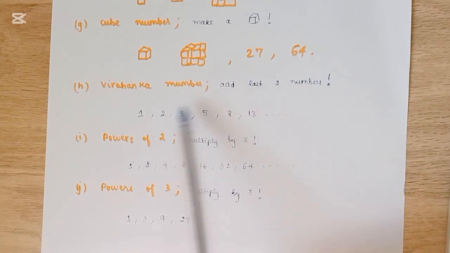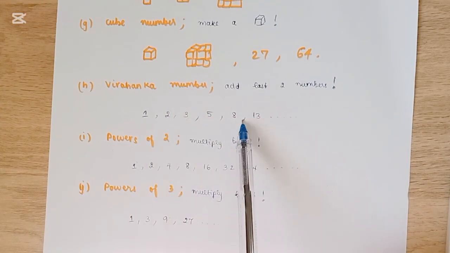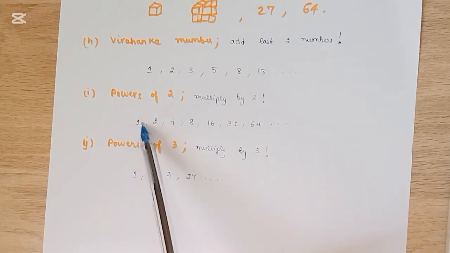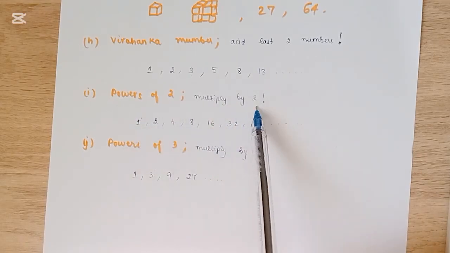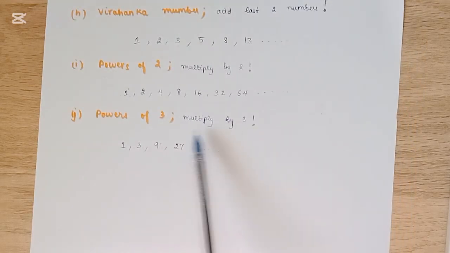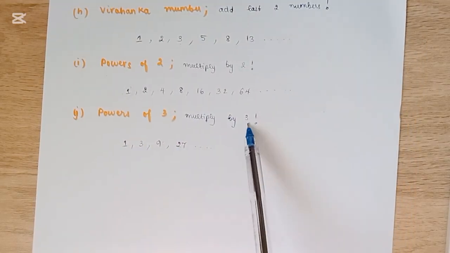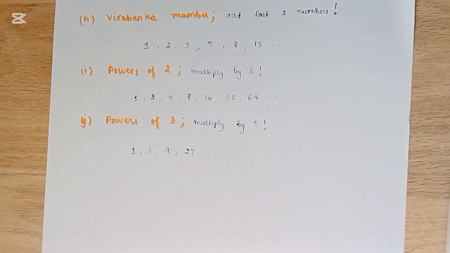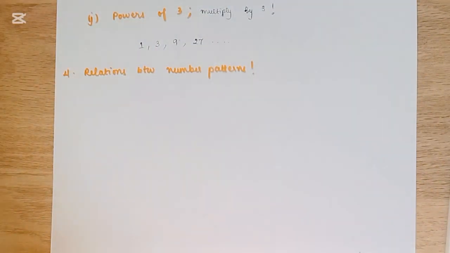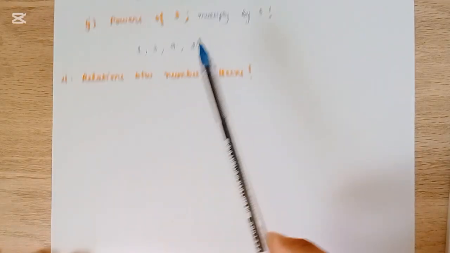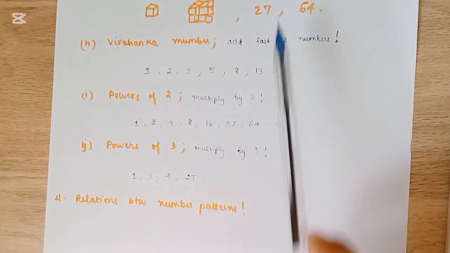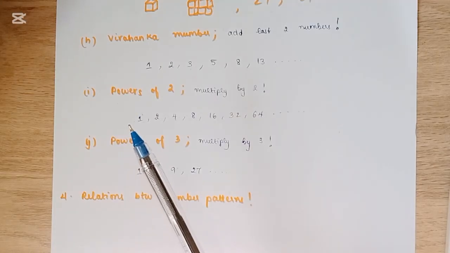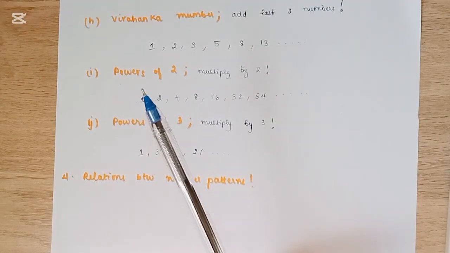Virahanka number, when you add the last two numbers, you'll get the next number. That is a Virahanka number pattern. Then the powers of 2 number pattern, that is when you multiply the first and the upcoming digits by 2. Powers of 3, when you multiply the upcoming digit by 3. Now, with all of these number patterns, we have the next topic, that is relations between number patterns. So now we're going to look at the relations between all these patterns.